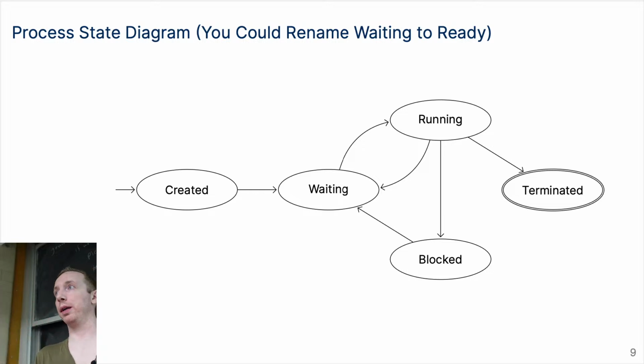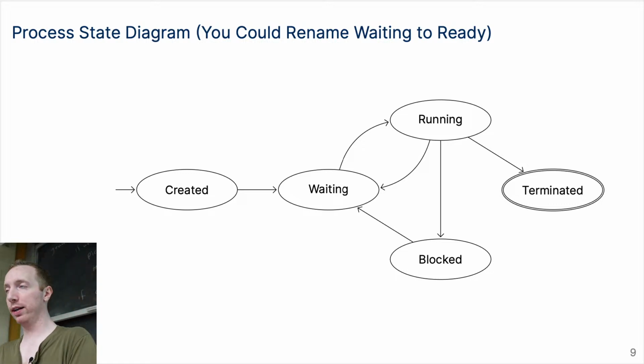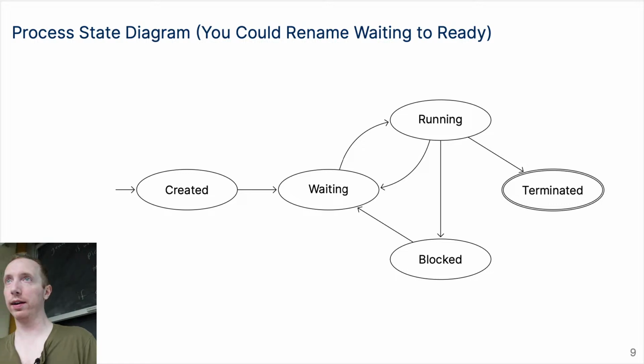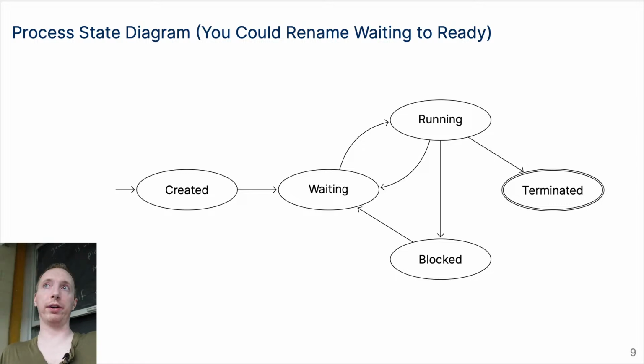It might try and be writing to disk or something like that, in which case it would get into this block state where it's waiting on some hardware resource and can't make any progress until that's completed. So then it will be in this block state, and then the operating system can go ahead and move it back to the waiting state whenever that I/O operation is complete, so then it can execute again. And then finally, at some point, you're going to call exit, and then it will transition from running to terminated, and it will be done.